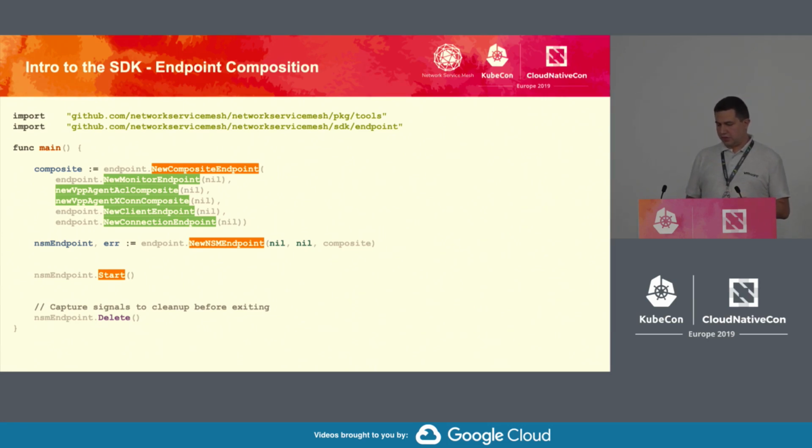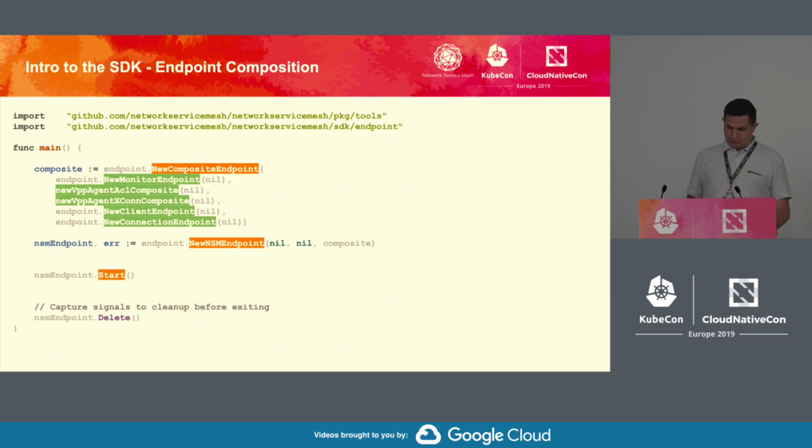We have this notion of composites. The composite is essentially a chain of structures which implement a callback-like interface. These structures we call composable. These are the green highlighted calls. So the first thing that you do is you create your composite, then you create a new network service mesh endpoint where you pass your composite as a pointer, and then you start the endpoint. As you can imagine, the start function is blocking, sitting there waiting for connections to happen, and passing all the incoming requests to the composite.